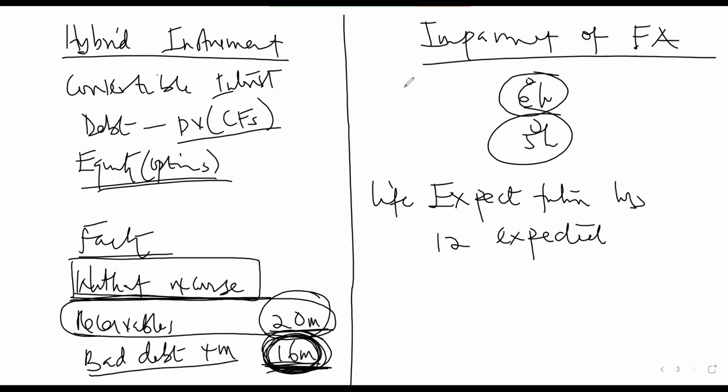We use the lifetime expected losses when the credit risk of the company has increased significantly. So if the question says that the risk has increased significantly, we use the lifetime expected losses. The lifetime expected losses are just the entire losses over the maturity period, or over the life of the instrument. That is the lifetime expected losses. How do you do that?